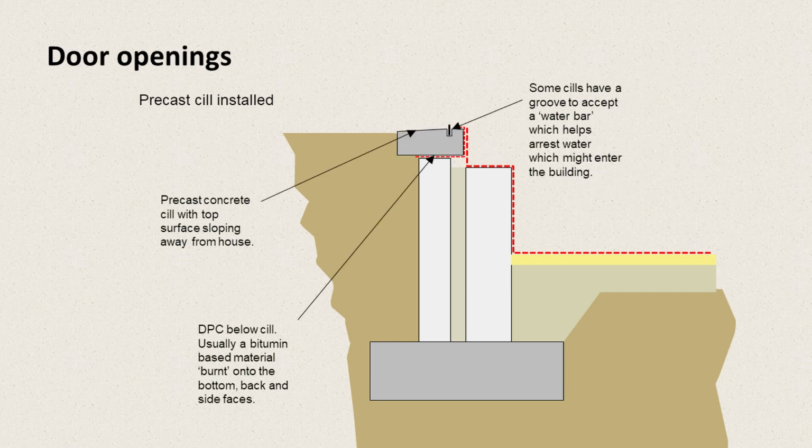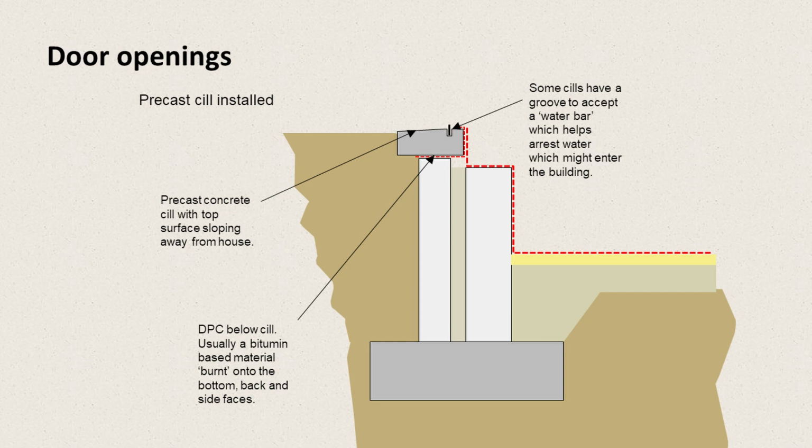Onto the outer leaf we would place a precast sill, so it's a concrete sill, and it's got a sloped surface to the top to shed water away from the house, and it would also have a DPC below and behind the sill, which could be a bitumen type material which is burnt onto those faces.